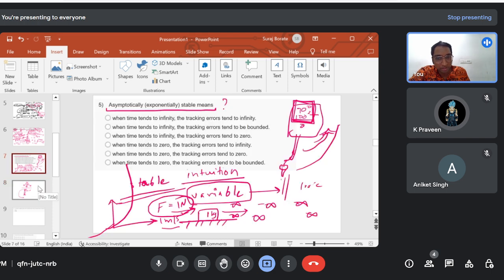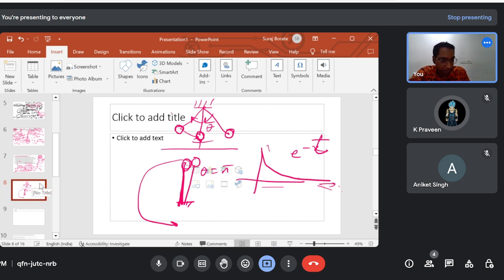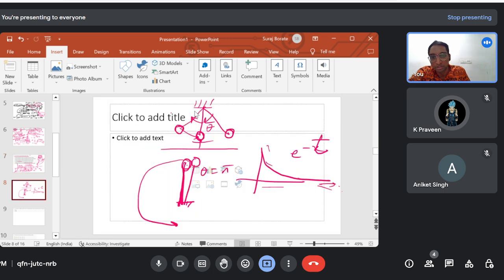Now, when we say asymptotically stable, it means that as the time tends to infinity, the tracking error tends to zero. It is something like e to the power minus t. As t tends to infinity, the tracking error should go to zero. That is called asymptotic stability. There is another form of stability where the error need not go to zero, but we are not going to discuss that over here. We want our system to be asymptotically stable or exponentially stable.